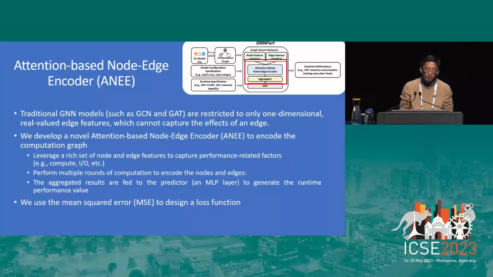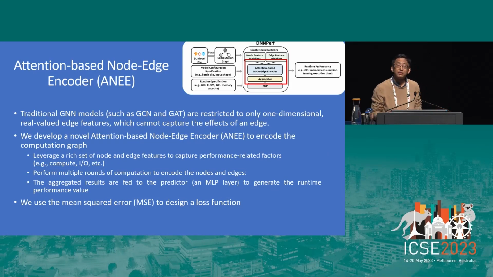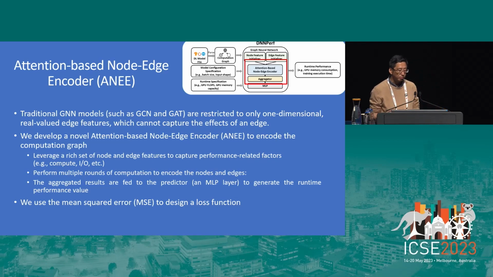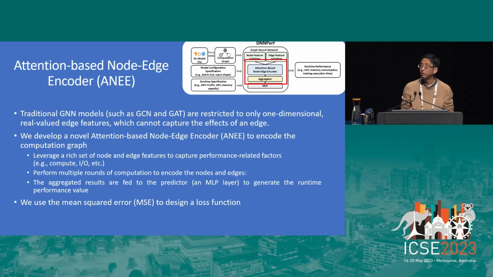Then we use a GNN to encode these node and edge features. Traditional GNN models, such as GCN, the graph convolutional network, and GAT, are not flexible enough to handle edge features. They can handle node features, but they have difficulty handling edge features. So we developed a novel model, called ANEE, the attention-based node-edge encoder, to encode this computation graph. Our model encodes both node features and edge features. We perform multiple rounds of computation to encode the nodes and edges, and then the final results are fed to the predictor, basically an MLP layer, to generate the final runtime results.